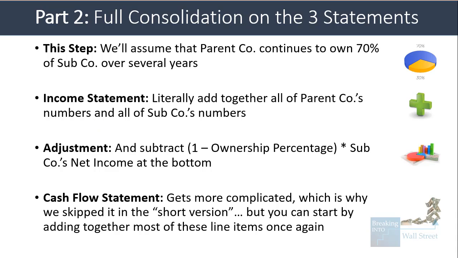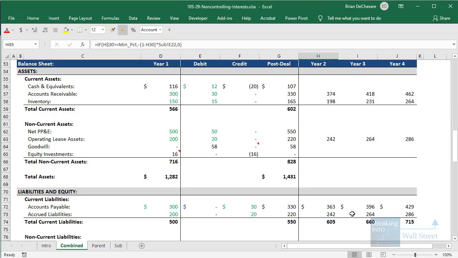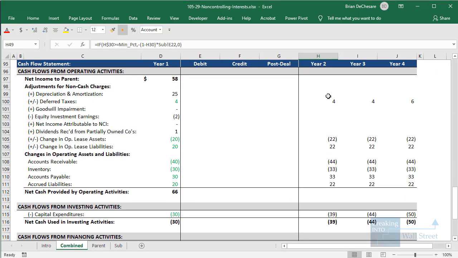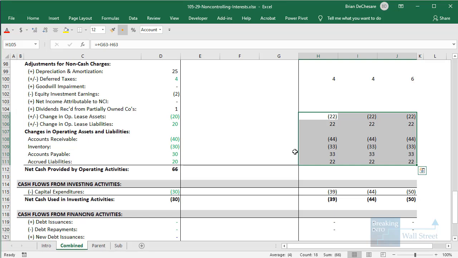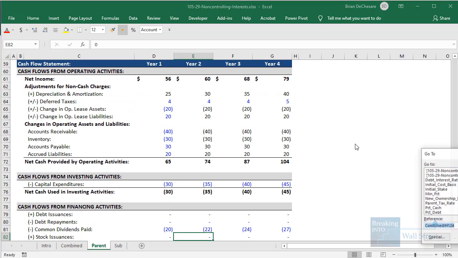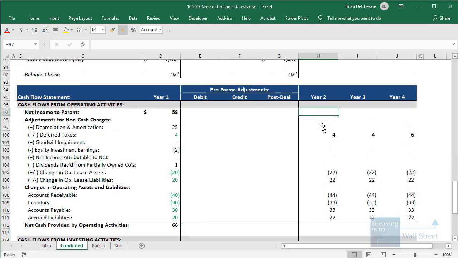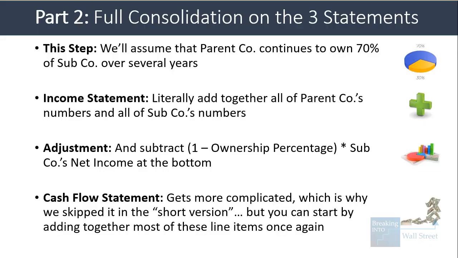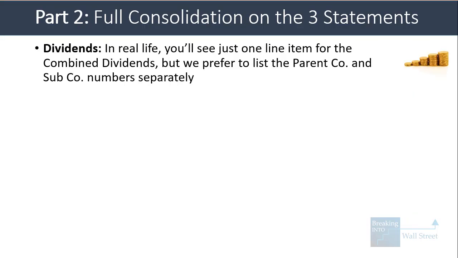But again, you can start by adding together most of the line items. And that is the part that is already here. We can add together deferred taxes for the parent and subco, same for all these changes in operating assets and liabilities, same for capital expenditures, debt issuances, debt repayments. So all this is fairly straightforward. I want to focus again on the parts here that are actually different or which require adjustments.